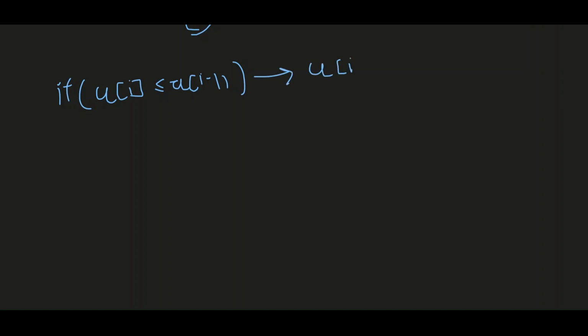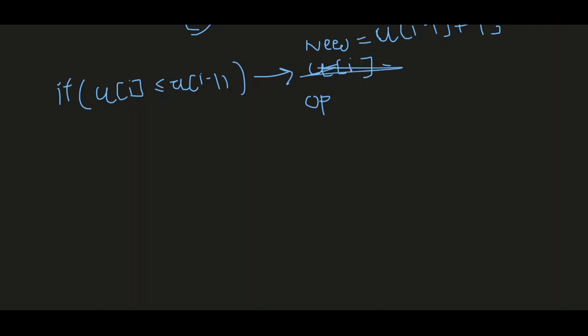Let me simply write it. While traversing your array, if a of I is less than or equal to a of I minus 1, and this holds, then you update your current a of I. The new element you require is a of I minus 1 plus 1, because you have to make this element unique.